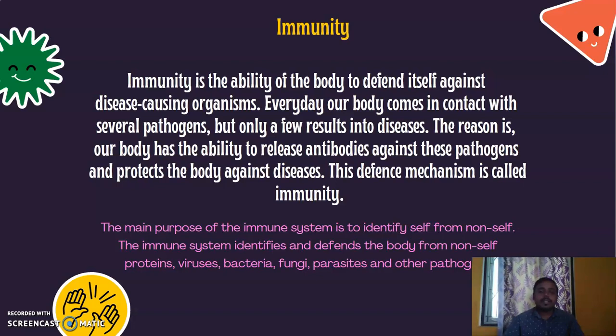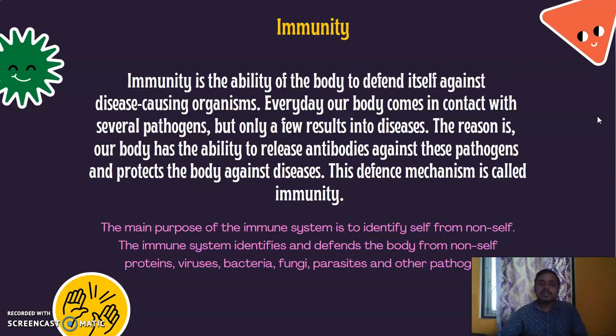For example, if an organism helps in our digestion process, then we call it a good microorganism. But if an organism gives us an allergic reaction or a disease, then we call it a bad organism. So immunity is going to help and protect you against these disease-causing, bad microorganisms. Every day our body comes in contact with several pathogens, but only a few result in disease. The reason is our body has the ability to release antibodies against these pathogens and protect the body against diseases. This defense mechanism is what we call immunity.